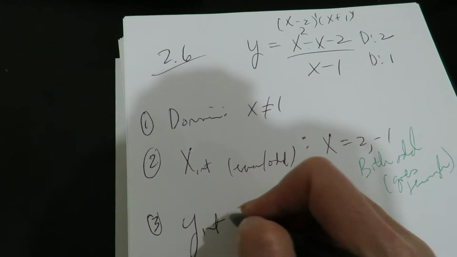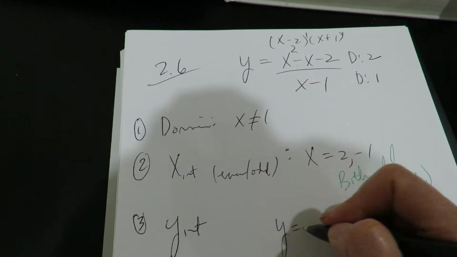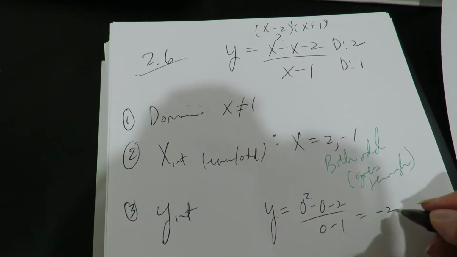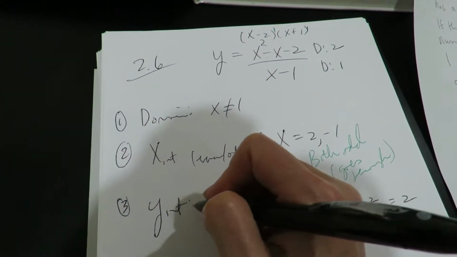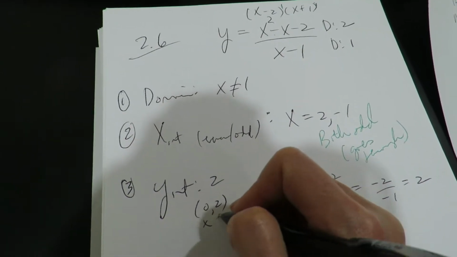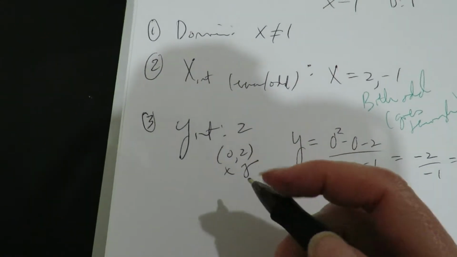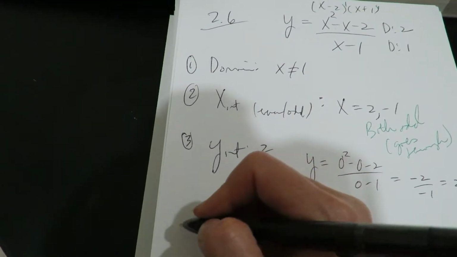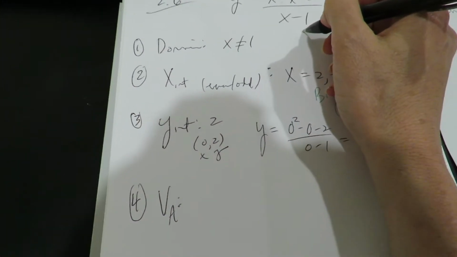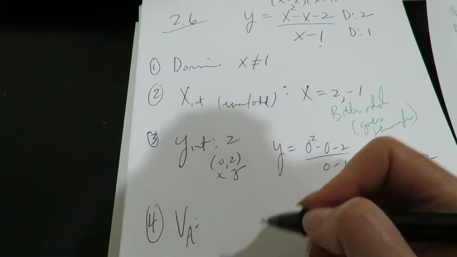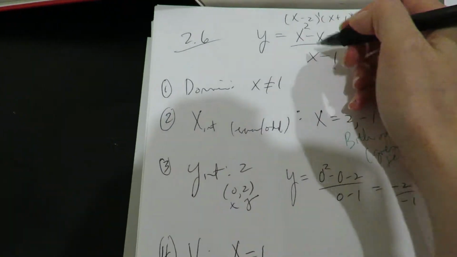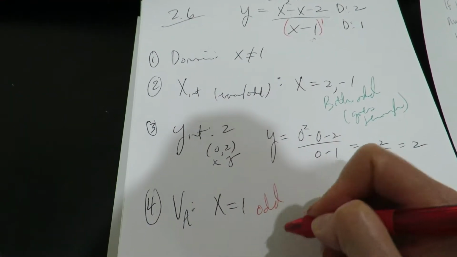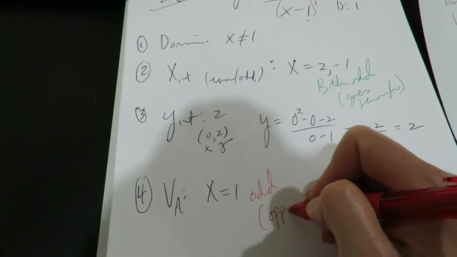I'll ask you for the y-intercept, and that's again when you let all the x's equal 0. That's going to be negative 2 over negative 1, or 2. Let's see what else I would ask you. I would ask you for a vertical asymptote. That would be when the denominator equals 0, so x is going to equal 1. And you just have one of these, which makes this odd, which means it's going in opposite directions.